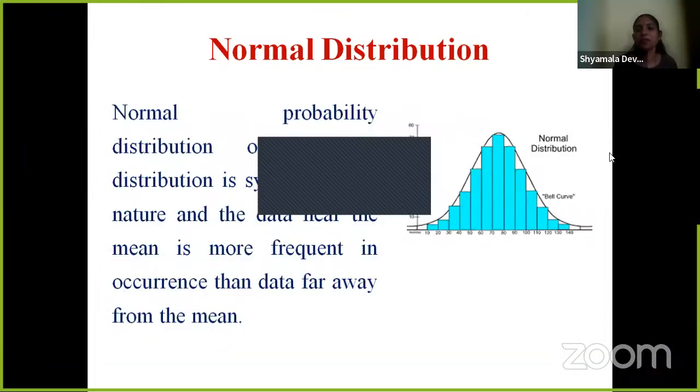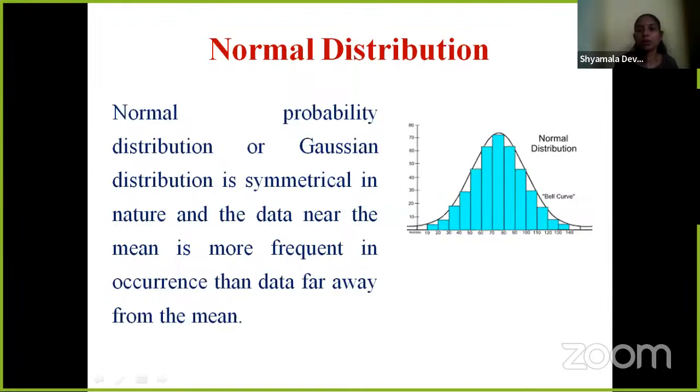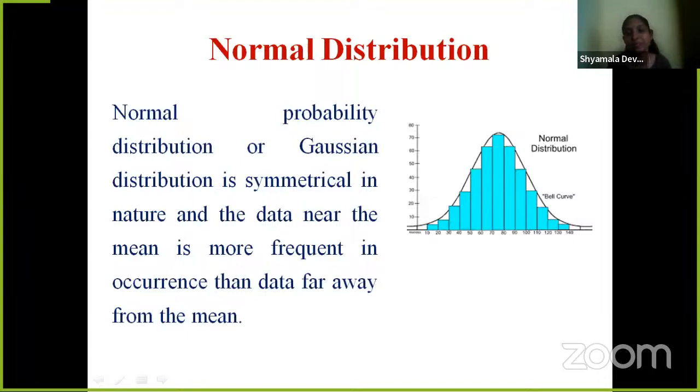Okay. So what is meant by a normal distribution? A normal distribution, also known as a normal probability distribution or a Gaussian distribution, is symmetrical in nature. Symmetrical means if you cut the normal distribution in the middle, it will be cut into 2 equal halves. Asymmetrical means it will not be equal. When you cut the curve in the middle, you will not get equal proportions of the parts. So that is asymmetrical.